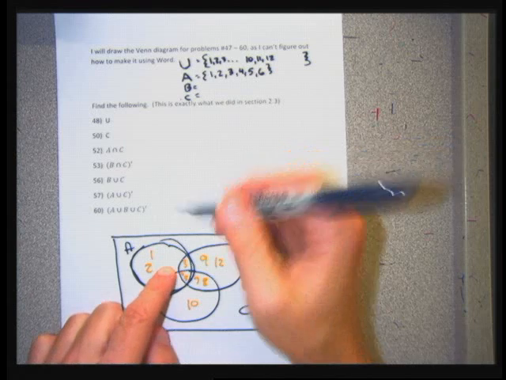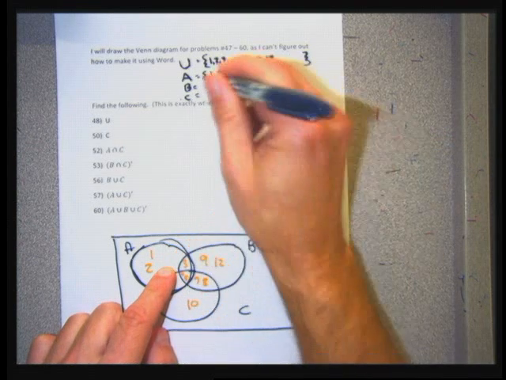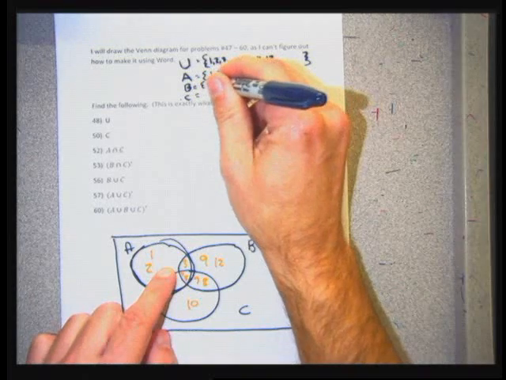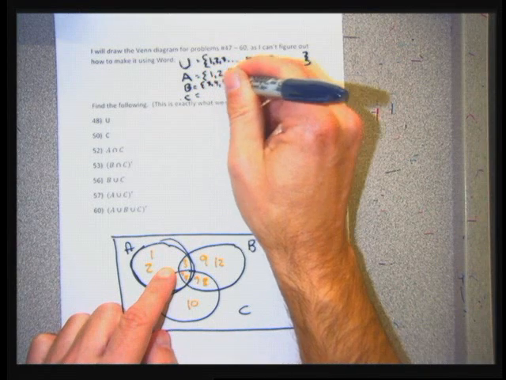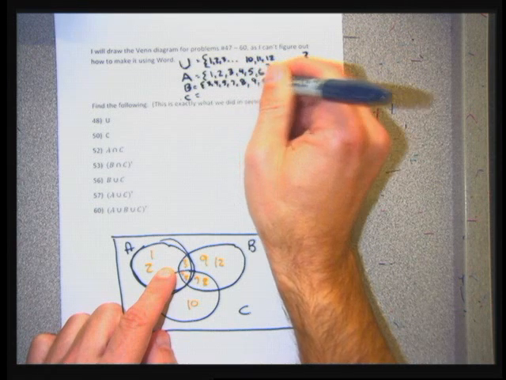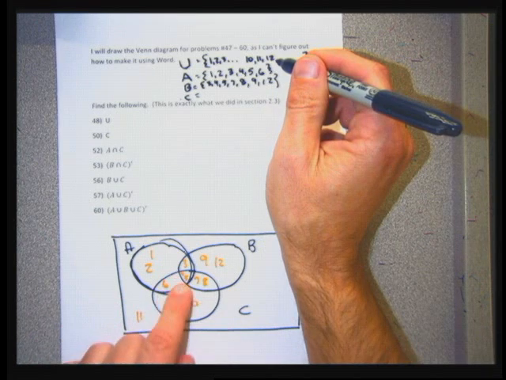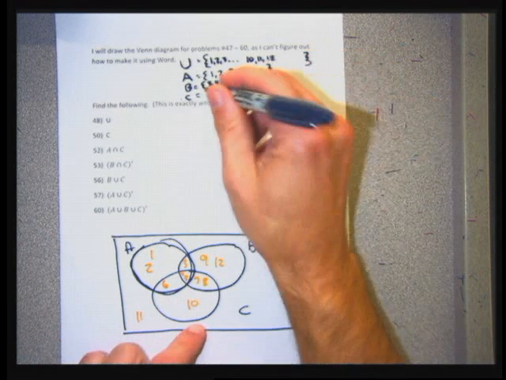To be in the B circle, the numbers I see are 3, 4, 5, 7, 8, 9, and 12. So for the B circle, I'm going to write 3, 4, 5, 7, 8, 9, and 12. And lastly, the C circle, I'm going to write 4, 5, 6, 7, 8, and 10.